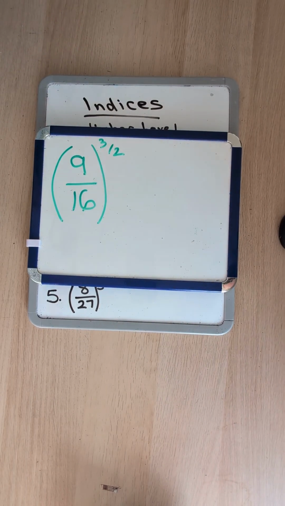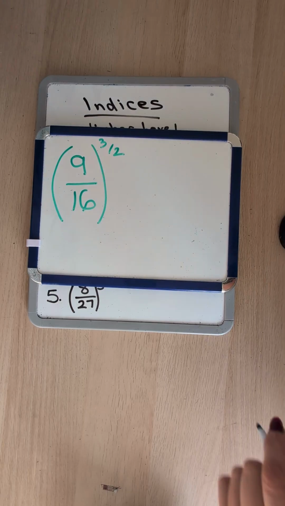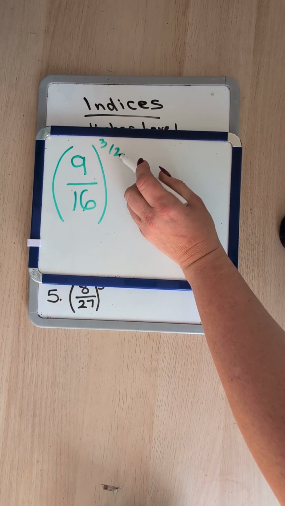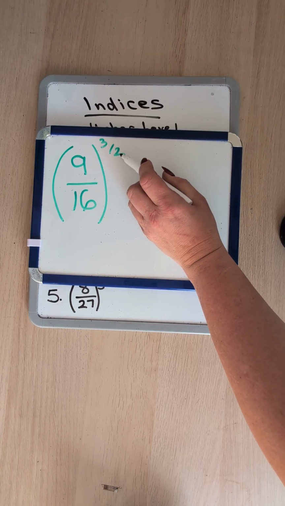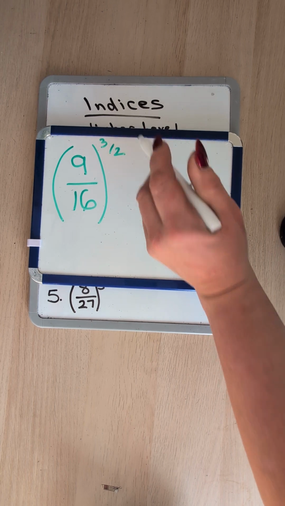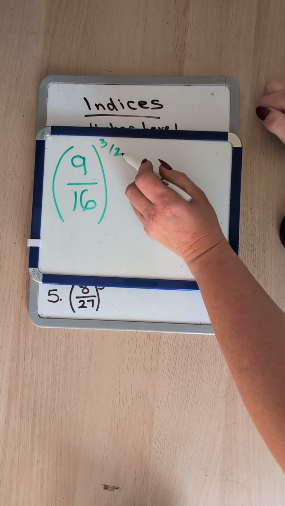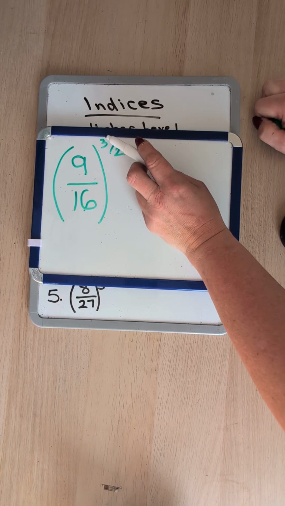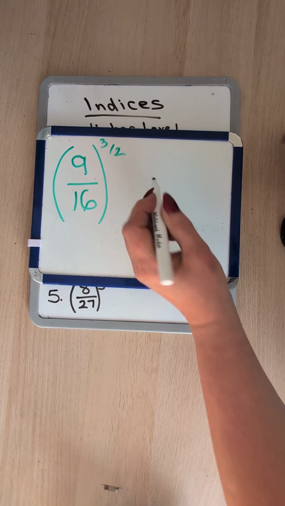All right then, so the next one was 9/16 to the power 3 over 2. So remember, I've swapped these round now. So we've now got a 2 in the denominator. It doesn't matter what the number is, whatever's in the denominator is a root. Whatever is in the numerator is the power.